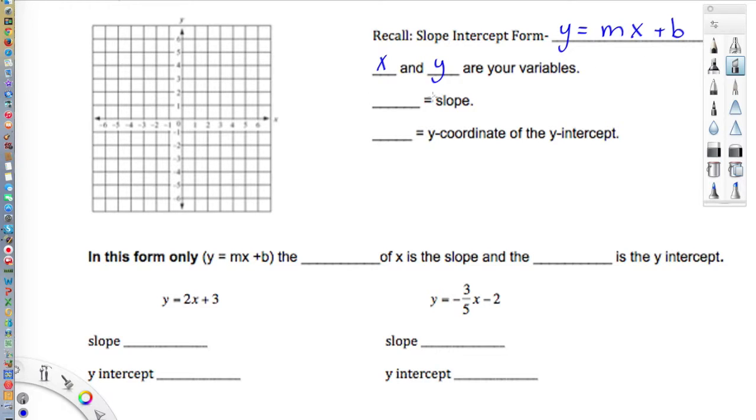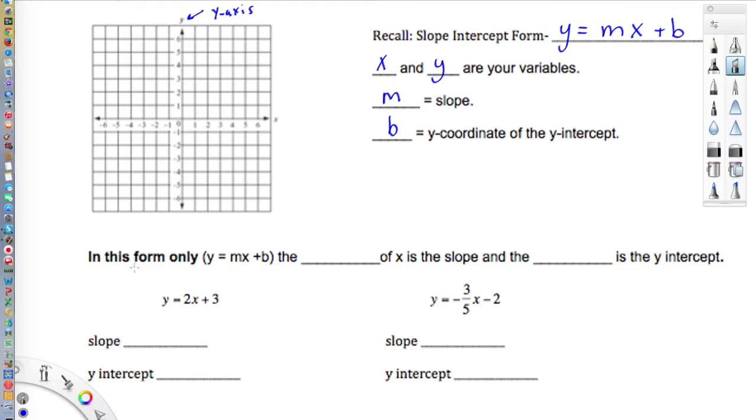Our slope is m. The coefficient that is connected to the x will always be our slope, whether it's an integer or a fraction. And then the b is going to be our y-coordinate, or the y-intercept. That is where our line will intersect the y-axis.